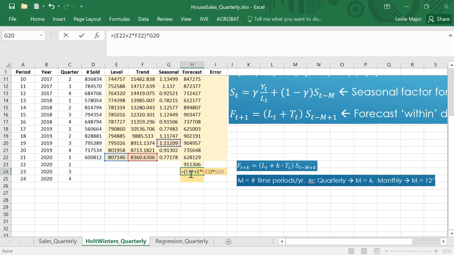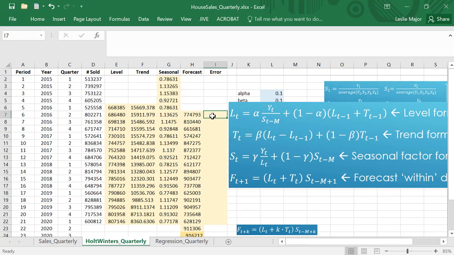And what I like to do is lock the level and trend here because I'm going to use them again in the next time step. You don't have to. I just find it easiest. And then go change that 2 to a 3. So for this guy, I'm forecasting 3 time periods ahead. The seasonal's fine. It moved down as I moved down. Beautiful. So there are my future forecasts.